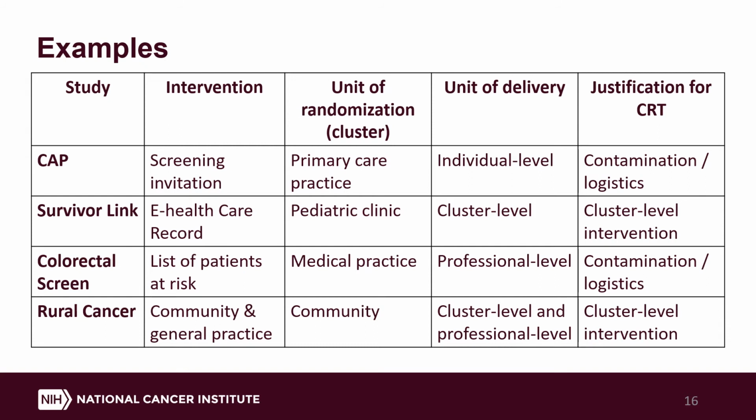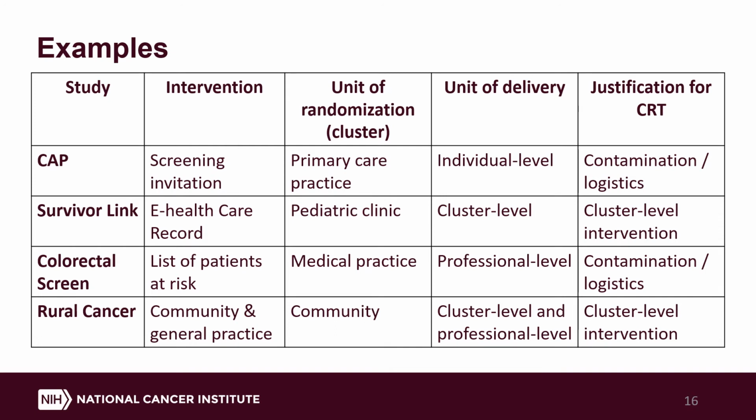trial using cluster randomization. The Survivor Link trial, this was the intervention where an e-healthcare record modification was made. The unit of randomization was the pediatric clinic. The unit of delivery was the cluster level because this modification to the e-healthcare record was made to the entire cluster or pediatric clinic. So this was a cluster level intervention. So in this setting, cluster randomization was essential.